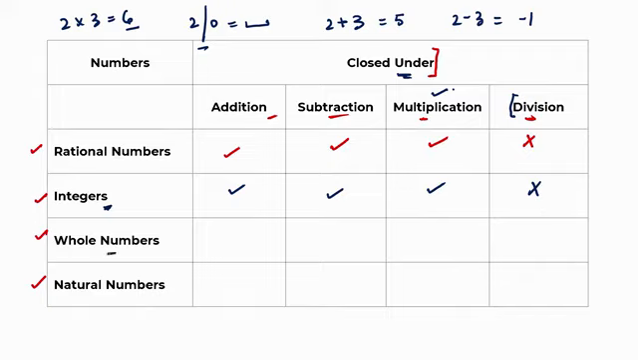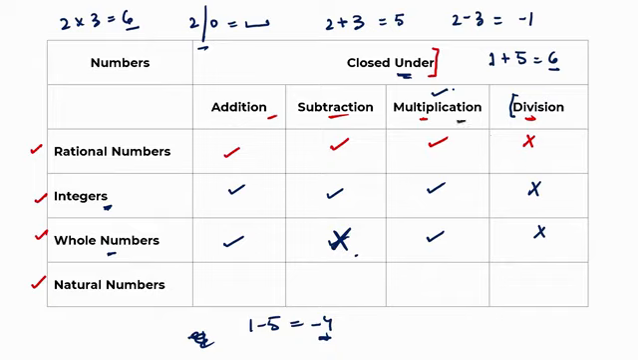Now, when I talk in terms of whole numbers, I can say that they are closed under addition, subtraction, multiplication, but not division. Now why? Because when I'm adding two whole numbers, let's say 1 and 5, then I will get a whole number, that is 6. When I'm subtracting, let's say I'm subtracting 5 from 1, I will get minus 4. Now, is minus 4 a whole number? No, it's not. Therefore, whole numbers are not closed under subtraction. So here, instead of a tick, you have to put a cross.